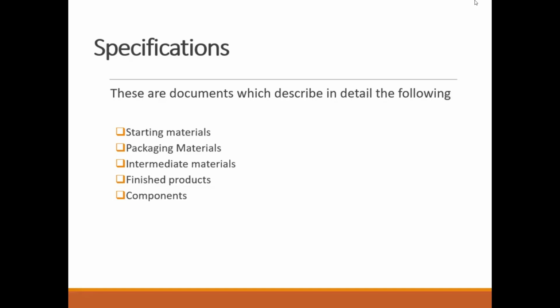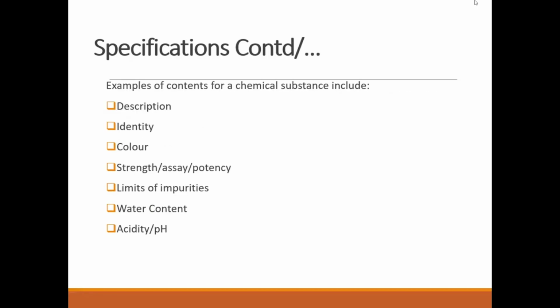So specifications then are documents which describe in detail the following. They can describe starting materials, packaging materials, intermediate materials, finished products, or several different components, labels, containers, anything like that associated with the product. Examples of contents of a specification document should include the description of the material along with the identity and colour, the strength, assay and potency if it's a raw material or an intermediate, along with the limits of the impurities, water content, acidity and pH. There are several other tests that could be included on the specification if they're deemed appropriate.